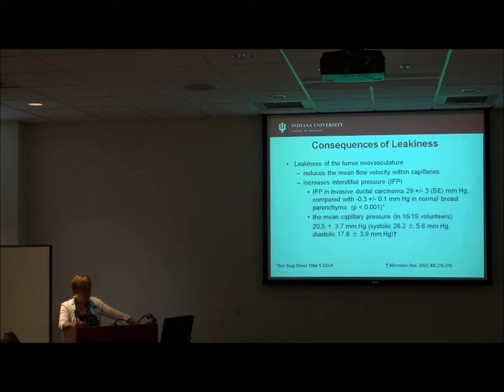The mean capillary pressure in normal volunteers is 20.5, give or take 4 millimeters of mercury. At systole, it's 26, and diastole, it's almost 18. So the point here is your convective diffusion is significantly diminished when you're sitting in a tumor vascular situation. You're not going to drive anything across the capillary.